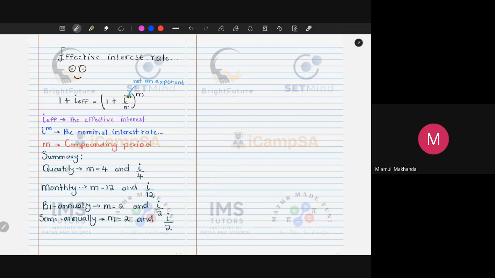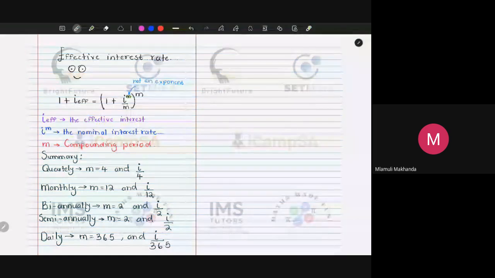We are now missing probably the last one, but there's many ways they can phrase this. So let's look at when they say daily. If we somehow get a question where they say our interest is compounding daily, we should know that our compounding period, how many days do we have in a year? We have 365 days. So wherever we see our interest, we'll divide it by 365.